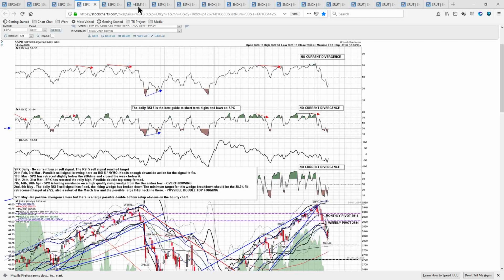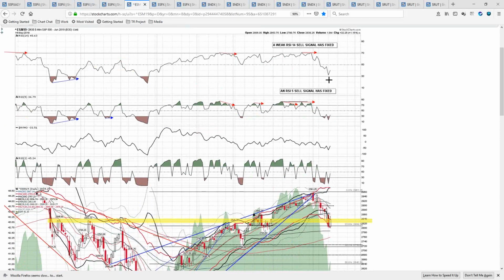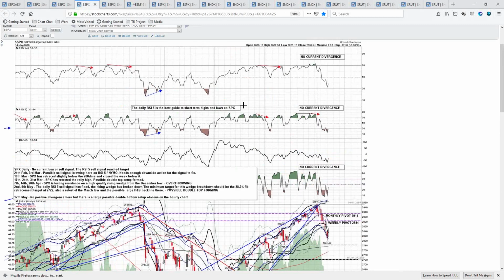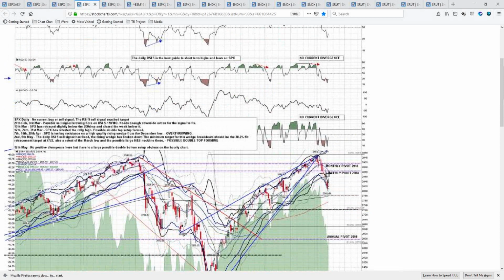All right, looking at the RTH charts. ES made the possible near miss target on the daily sell signal. No positive divergence on the RSI 5. If we go and retest the low, as soon as we retest that low, we will have some positive divergence on the RSI 5, and I'll be watching that carefully, because that will be a possible daily buy signal brewing. On SPX, we've got pretty much the same, except we didn't have the daily RSI 14 sell signal at the high.